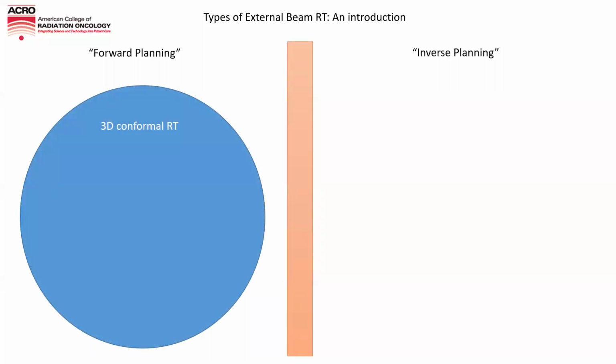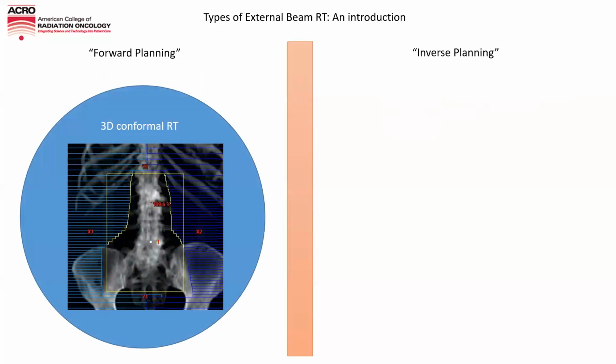The most common form of forward planning you'll encounter is called 3D conformal radiation, sometimes abbreviated as 3D CRT. Here you'll see an example of a field to treat the lumbar spine and sacrum. The physician creates the field to encompass their target by manually moving the jaws, which set the overall border of the radiation field, as well as the collimators, which allow for a finer level of control.